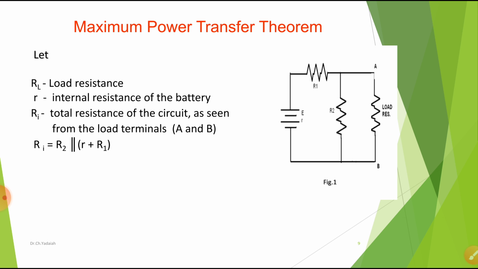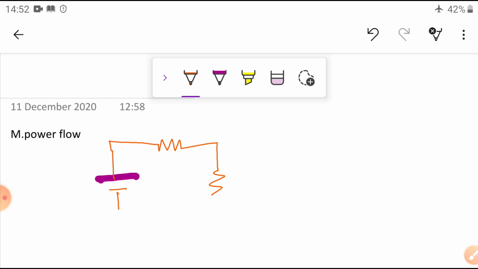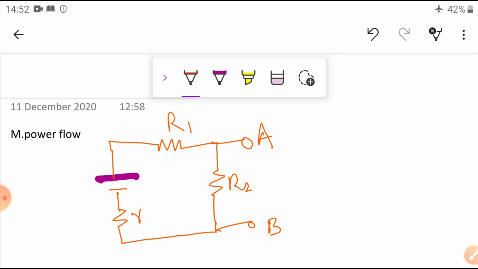Where Ri is the internal resistance, how are you going to write it? Let us write the same circuit. The source is given, R1 is given, R2 is given, and the internal resistance is given, and these are the terminals across which you are going to calculate. Okay, this is A, this is B. This is small r, this is R1, this is R2. RL is connected here, we have taken it out, and this is the plus minus voltage source. Now, seeing from AB, what is the total internal resistance? As you know, the voltage source is shorted. Now what happens? Small r and R1 are connected here.